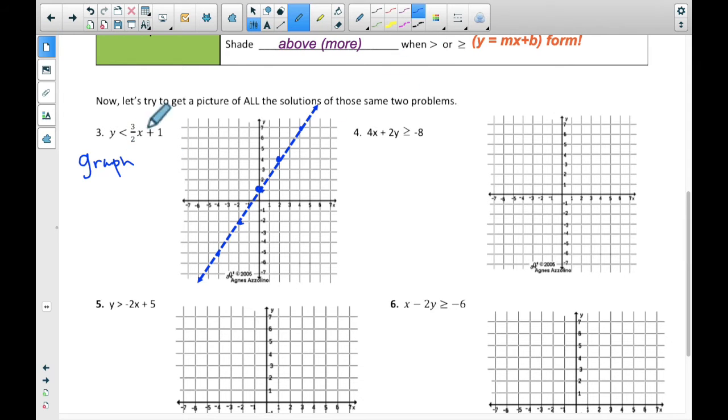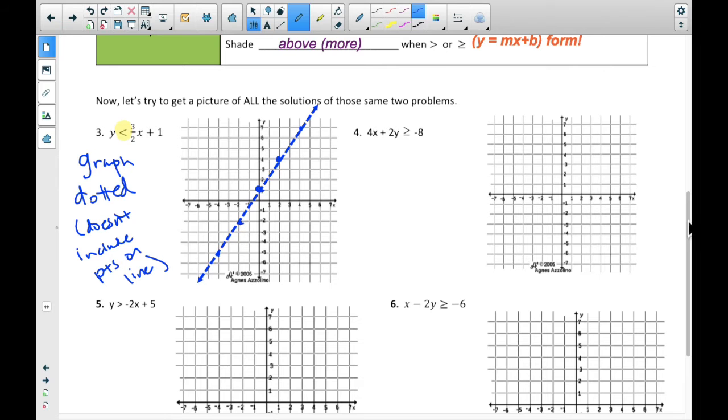Okay, so again, because there's no equals, it's going to be dotted. That means that the points on that line are not included. Maybe I should say it doesn't include the points on the line. So here are the points on the line, but it does not include the points on the line.